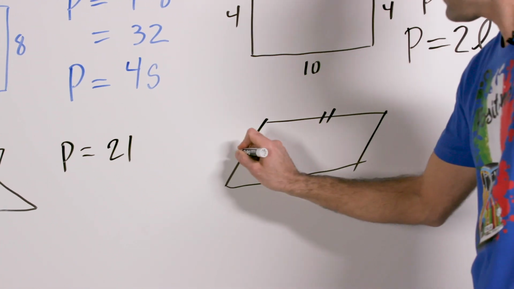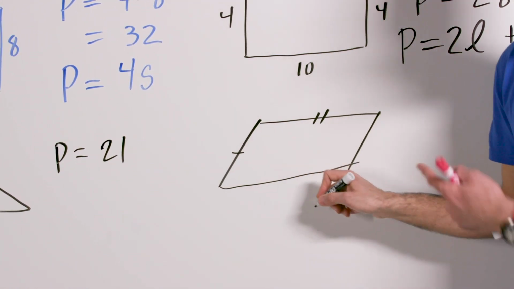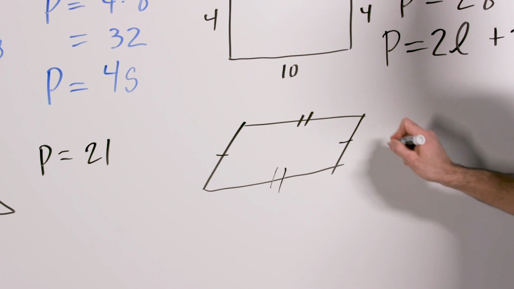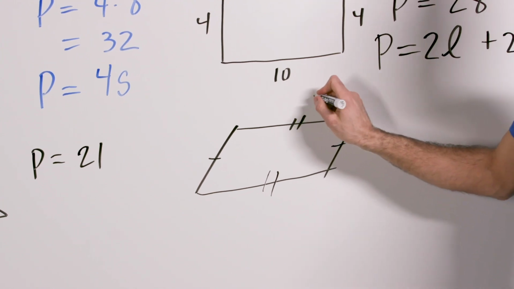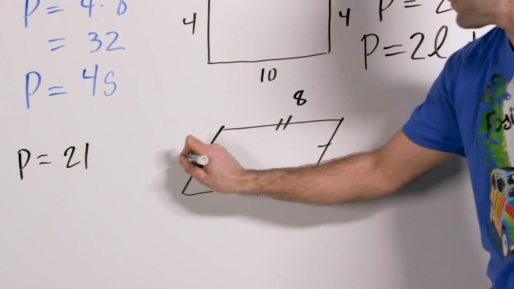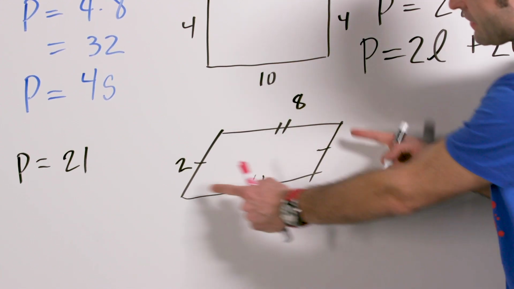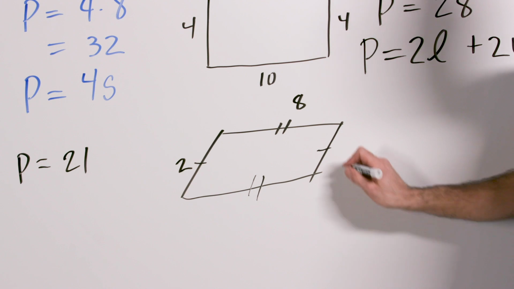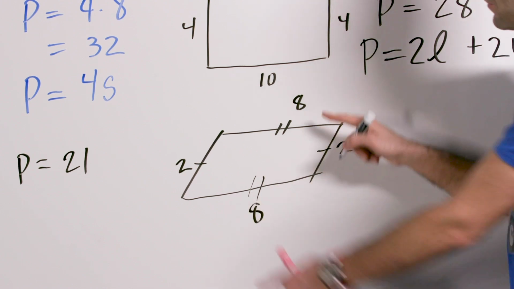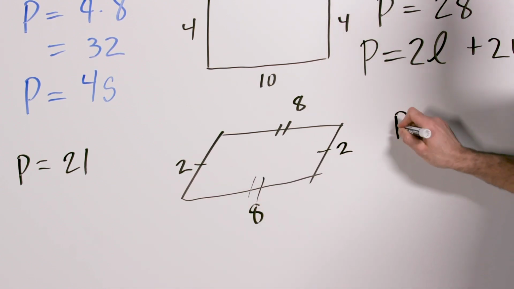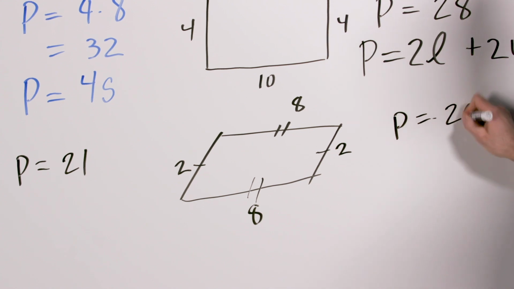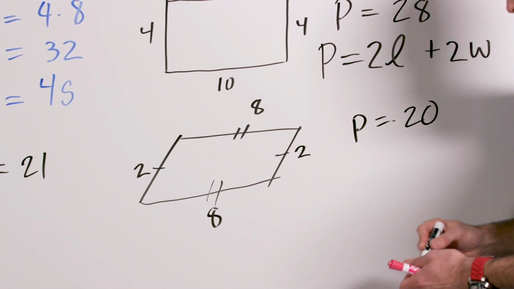We can do a parallelogram, all different types of things. In a parallelogram, it's safe to say that the opposite sides are the same. Let's do like 8 and 2. So if these are both 8, these are both 2. Let's have a little fun. Boom and boom, that would be 10. That would be 10. Together it's 20. Add up all the sides, and we're good to go, okay?